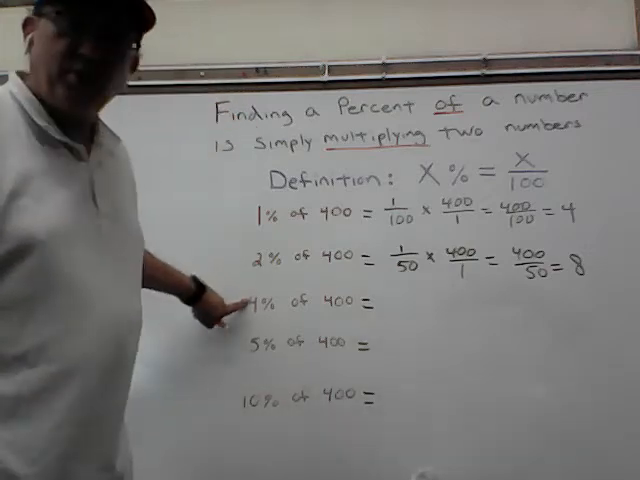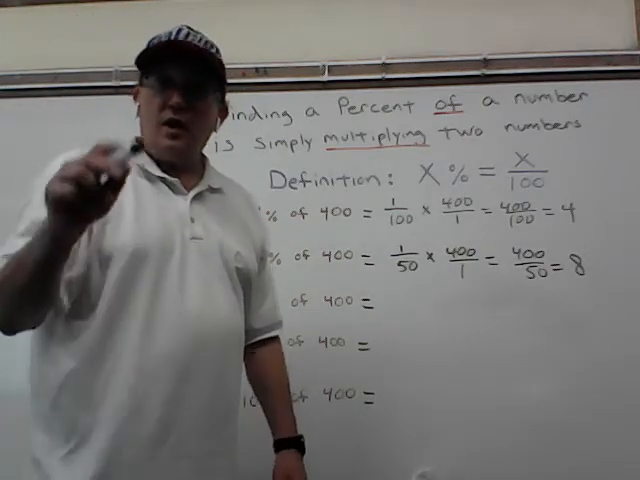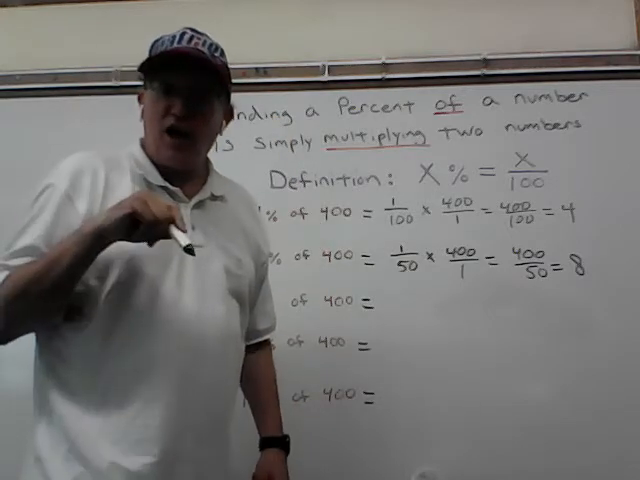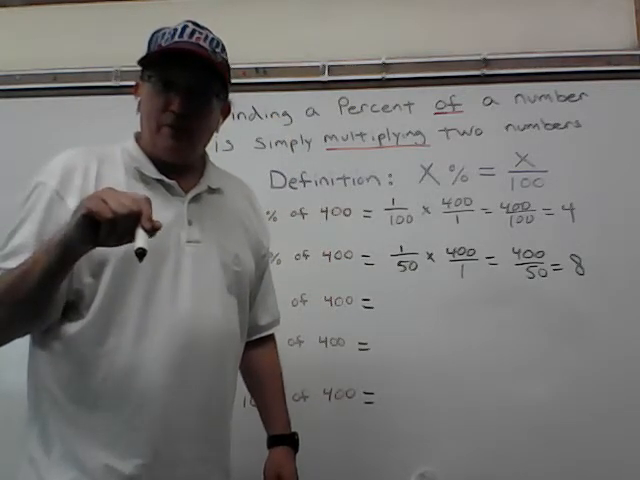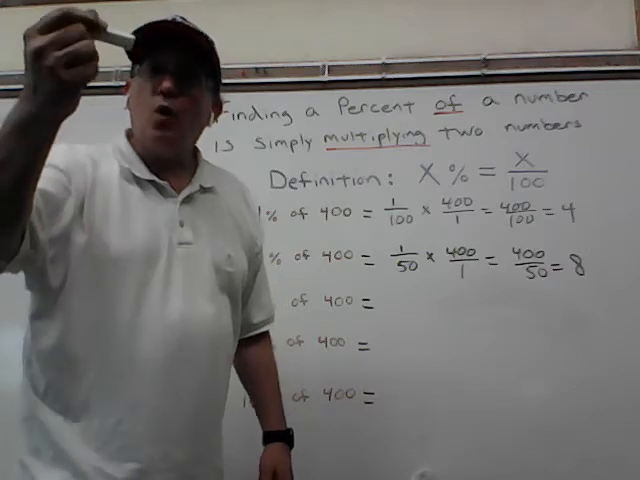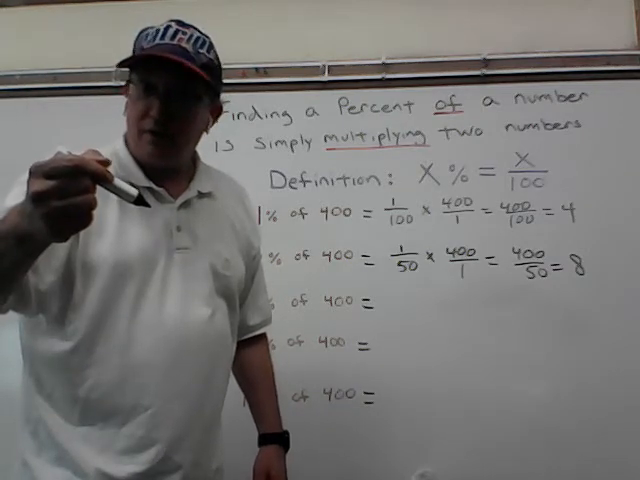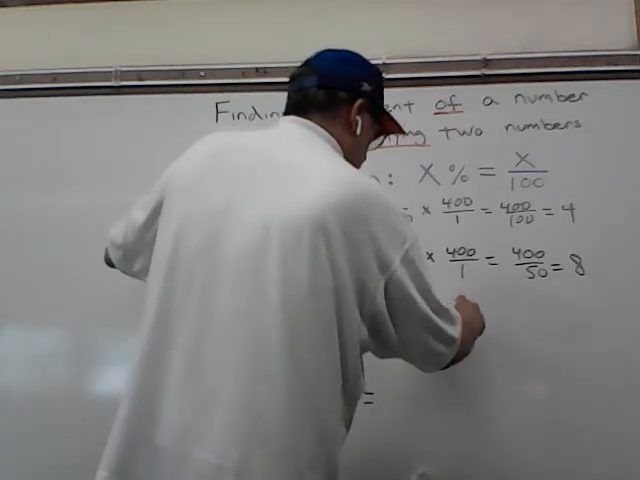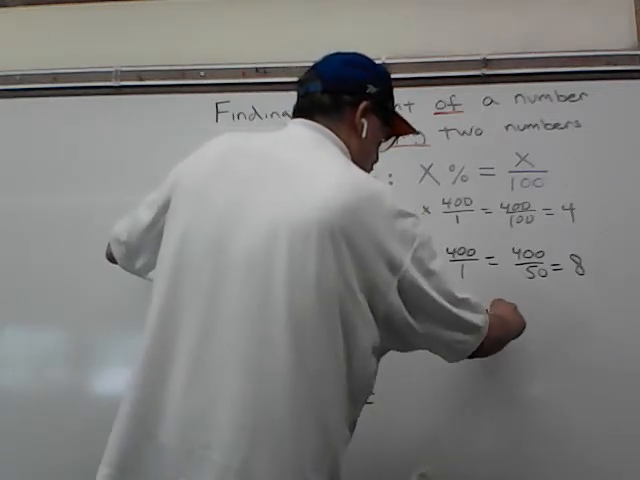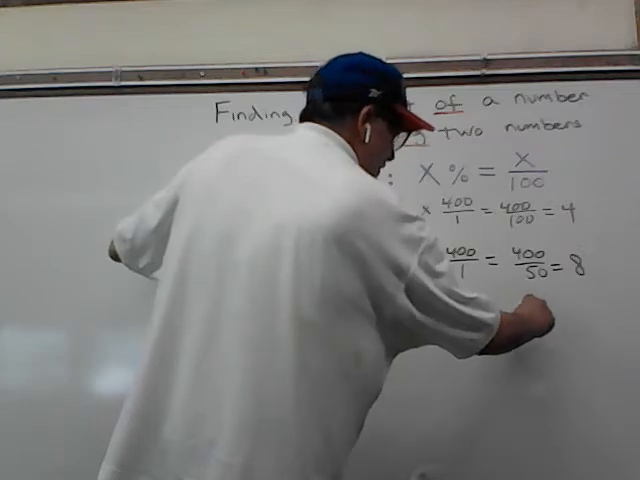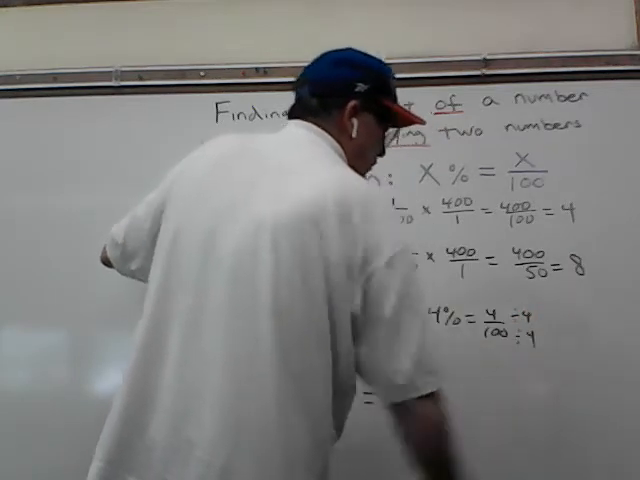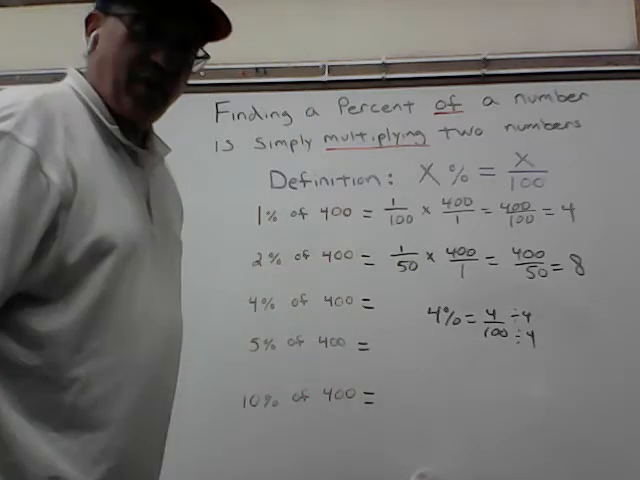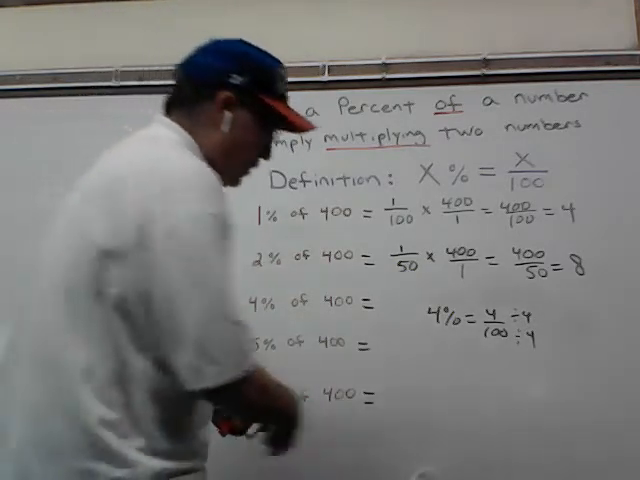Now, what does 4% simplify to? It begins its fraction life as 4 over 100, but it can be simplified. 4% is 4 over 100, but it's 1 over 25, right? I'll just do the old-fashioned 4th grade way rather than canceling top and bottom. Divide the top and bottom by 4, 1 over 25, right?